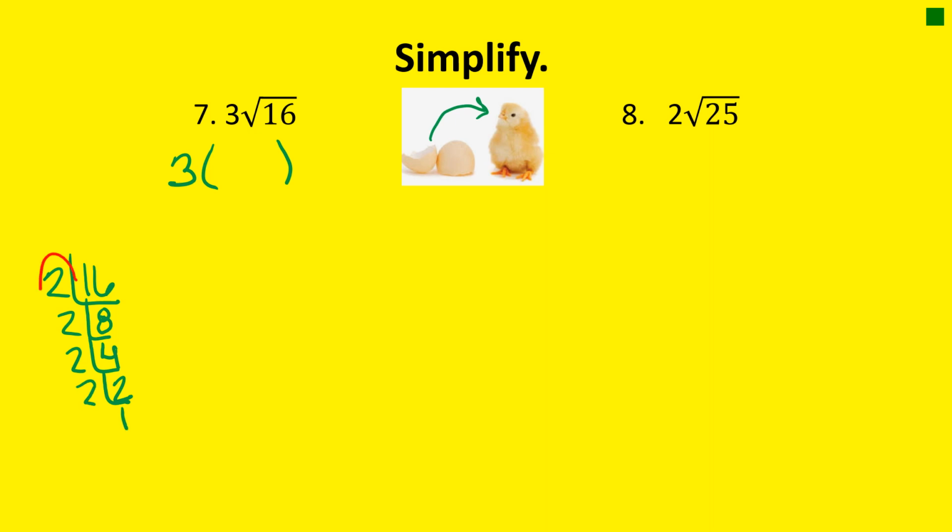I'm looking for a pair. A pair of 2's comes out as a big 2. Everything outside gets multiplied. 2 times 2 is 4. What's left inside? 1. Well, here's the deal, guys. The square root of 1 is 1. That's because 1 times 1 is 1.